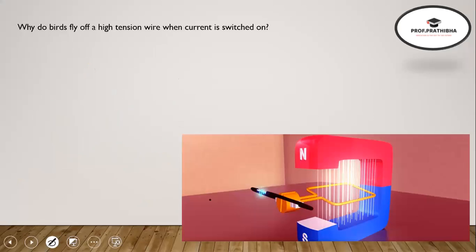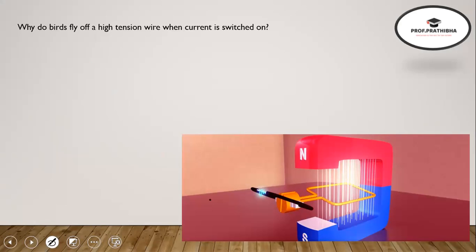Okay. So let us look at something more. Can anybody tell me why do birds fly off a high tension wire when current is switched on? You know, they sit on these wires. Have you seen that the birds sit on these wires? So when they sit on these wires, basically what happens is they feel a force of repulsion.